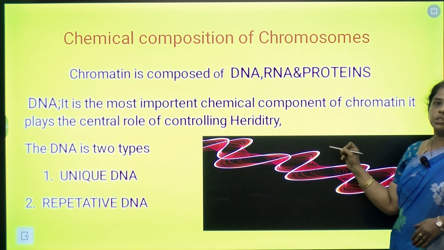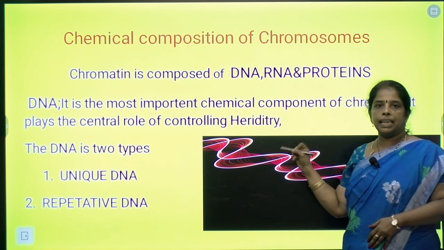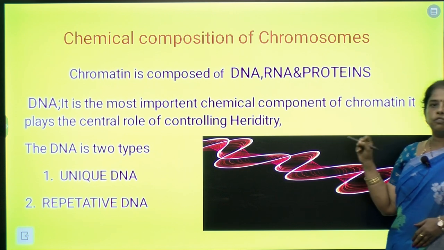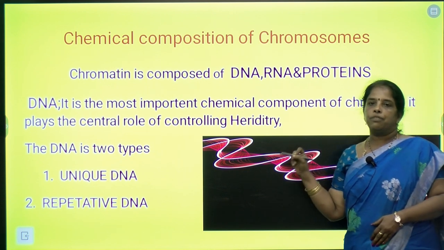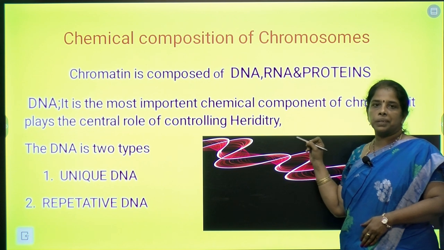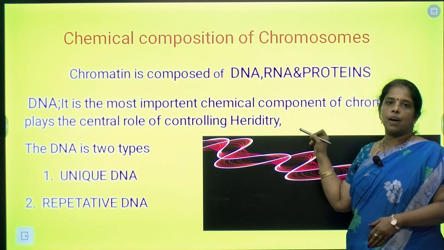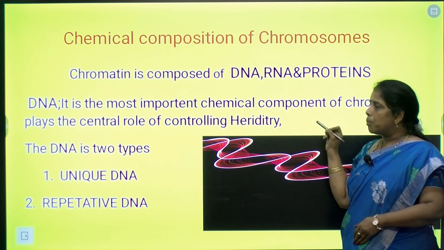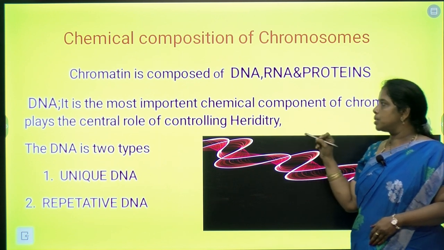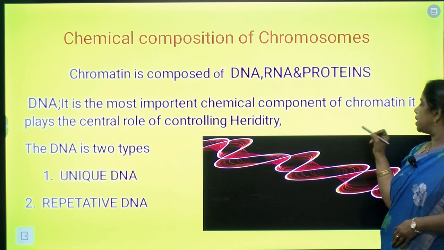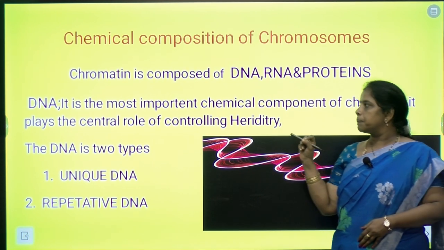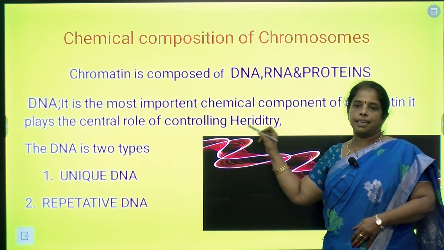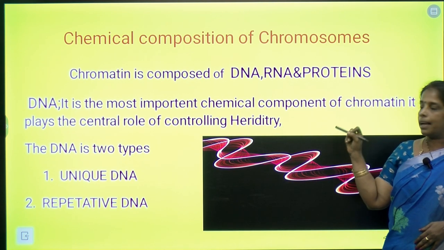The chemical composition of chromosome consists of DNA, proteins and RNA. In the chromosome, 30 to 40% is DNA, 40 to 60% is proteins and 1 to 10% is RNA. Among these, DNA is the most important chemical component of the chromatin. It plays a central role in controlling heredity. So it is a genetic material and it controls heredity.